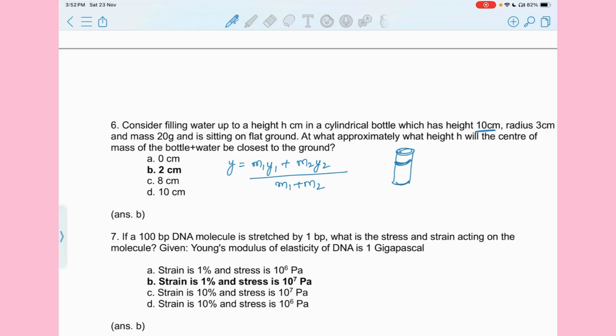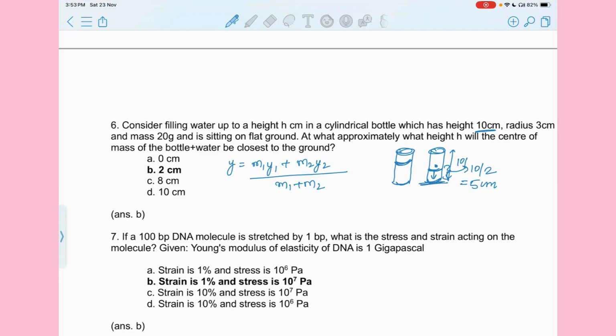So if the cylinder was empty, where would we have the center of mass lying? That will come to here. 10 by this is 10, so this part will become 10 by 2, that is 5 centimeter. So if we are putting up a denser object, the center of mass will move more towards the ground.